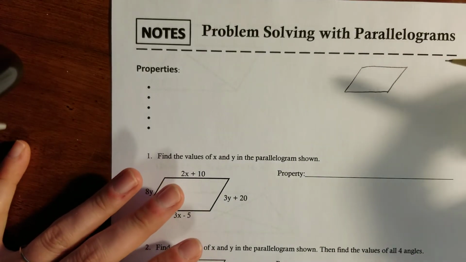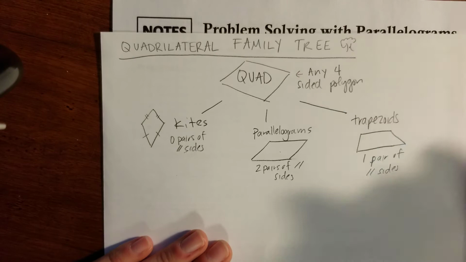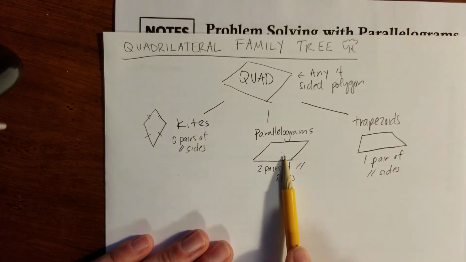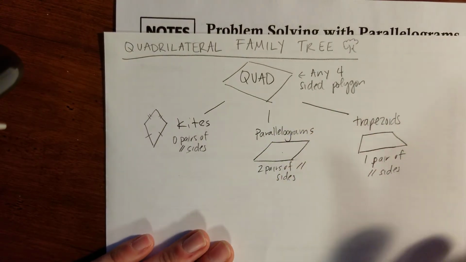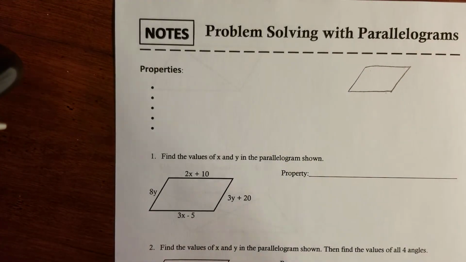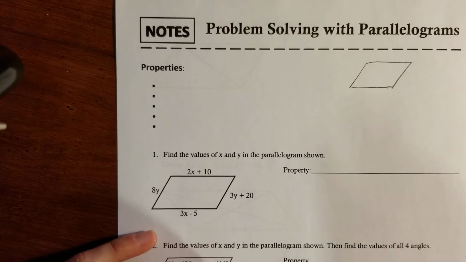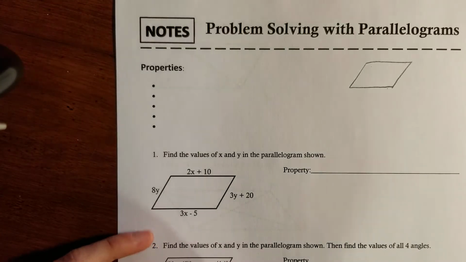We know that a parallelogram is a quadrilateral. If you remember this guy from the other day, a parallelogram is a quadrilateral, so it has 4 sides. That also means that the interior angles will add to 360. But a parallelogram has 5 properties that belong specifically to a parallelogram. So not because it's a quadrilateral, but because it's a parallelogram.